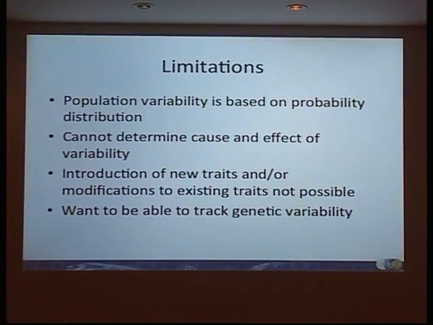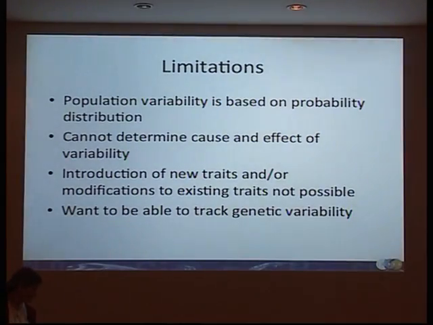But the limitations to this type of model is that the population variability is based upon setting up this probability distribution. It's Gaussian, and it's in sort of an ad hoc way of doing it. And you can't determine cause and effect. All you can say is that respiration rate is higher, this animal does better under these conditions. All right, so the introduction of new traits or modification to existing traits is not possible in this kind of model. And what we really want to be able to do is to track genetic variability of these populations.